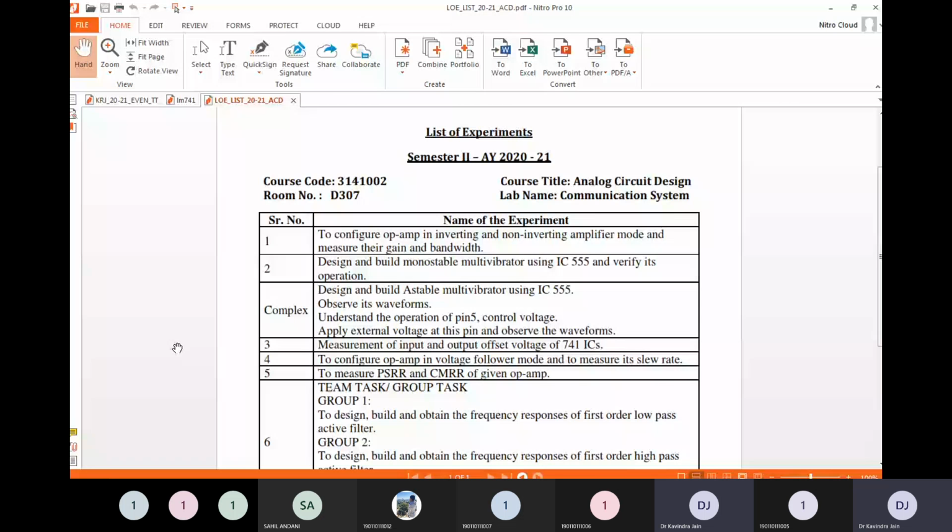Following is the list of experiments to be performed by you all. Just for your information, the operational amplifier data sheet and the list of experiments have been uploaded in your MS Teams. I hope all of you have received the same. Please respond yes or no. Yes, sir. Okay, thank you.